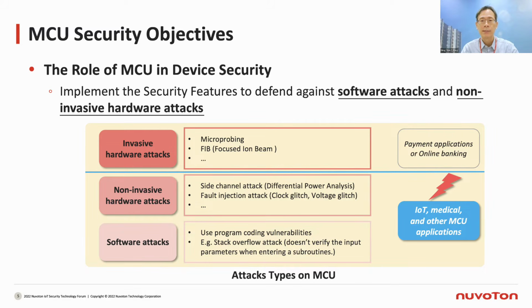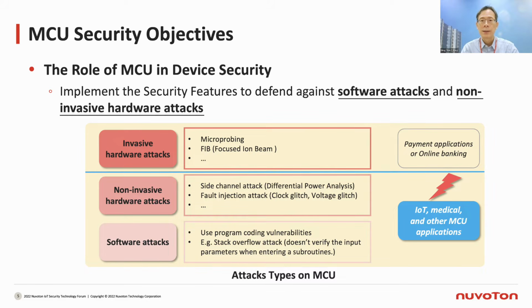Invasive hardware attacks operate in a way that destroys the MCU. Hackers first use chemical agents or physical means to remove the packaging on the chip. Then they connect microprobes to wiring inside the MCU to read internal secrets or perform glitch attacks. Another example of an invasive hardware attack is to use a focused ion beam to modify the internal circuit of the MCU and turn off the MCU protection function.